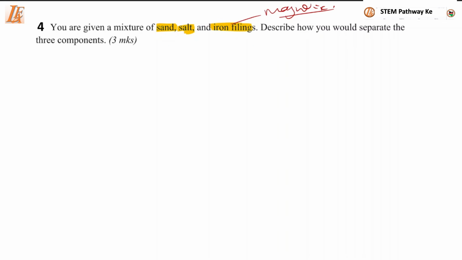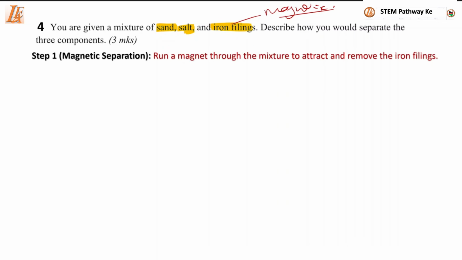So to describe this, you begin with a series of steps. Step 1 is what we call magnetic separation. Here you introduce a magnet to attract the magnetic materials, which in this case are iron filings. Therefore, you will remain with sand and salt.